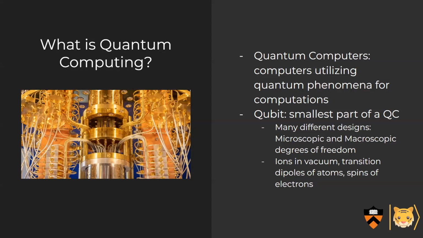And we all know that the qubit is the smallest part of a quantum computer, but recent developments in research focus more on the designing of the qubit. So there are many different designs of what will be the smallest part of a quantum computer. Most proposals involve basing their qubit design schemes on microscopic degrees of freedom, either with transition dipoles of atoms or ions in vacuum, or spin of either electrons or nuclei. But today we will utilize macroscopic degrees of freedom with superconducting qubits.